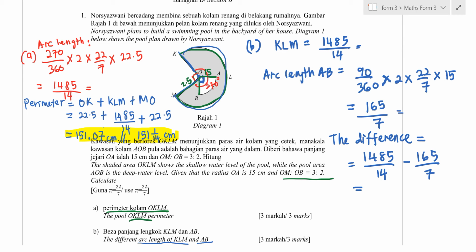Sir, almost 23.57, sir. 23.5. I get 82.5. 1485 divide 14 minus 165 over 7. Yeah, I'm getting 82.5. Try check it out, guys.